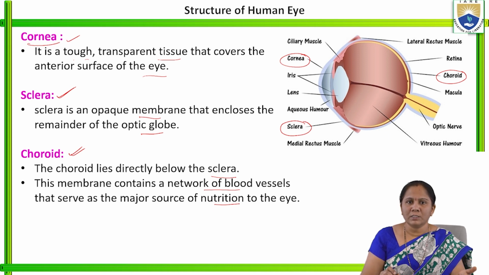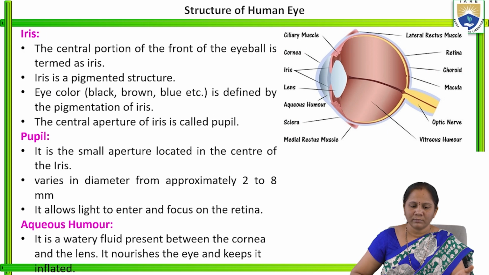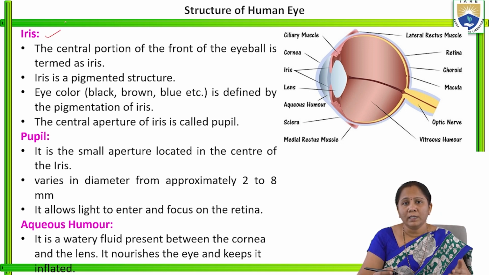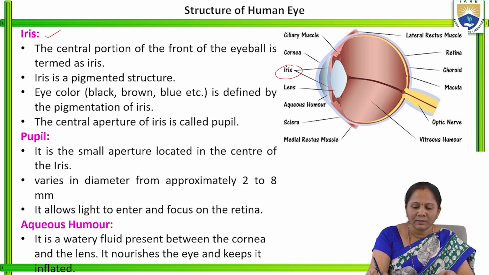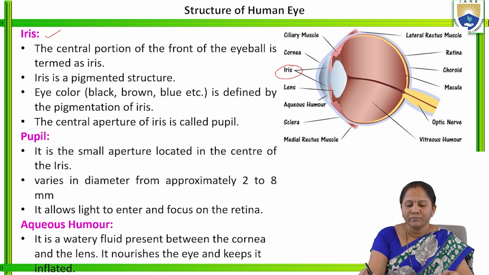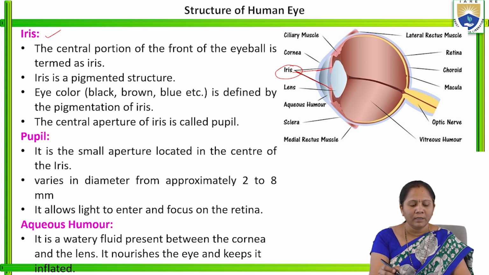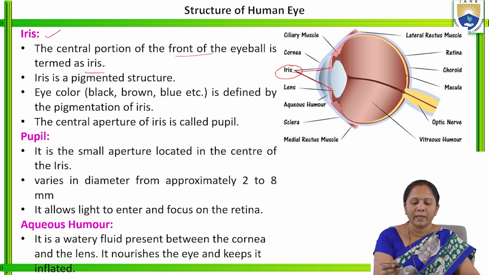Coming to the next parts. Next one is the iris. Here we can see the iris. Iris can be considered as the eyeball. In the eye, the most visible part is the iris, and the central portion of the front of the eyeball is termed the iris.